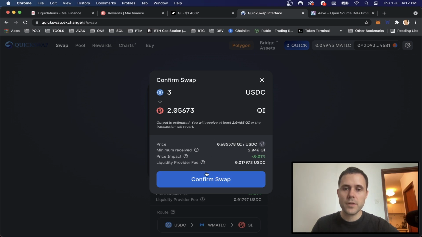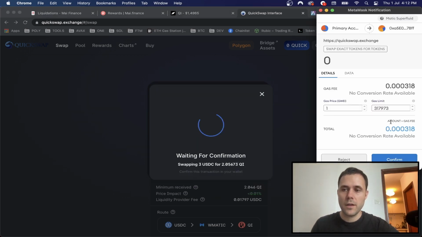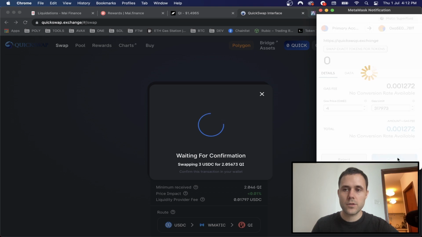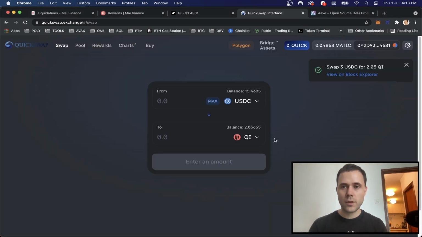If it's the first time you've done this, you will need to approve the swap before and then confirm that transaction. And then we are going to go ahead and confirm that swap. And then we've got the gas fee here, again quite small. I'm going to increase the gas price to about 4, to try and get it to go through quicker. Okay, so now that's complete, we should see swap 3 USDC for 2 Chi.